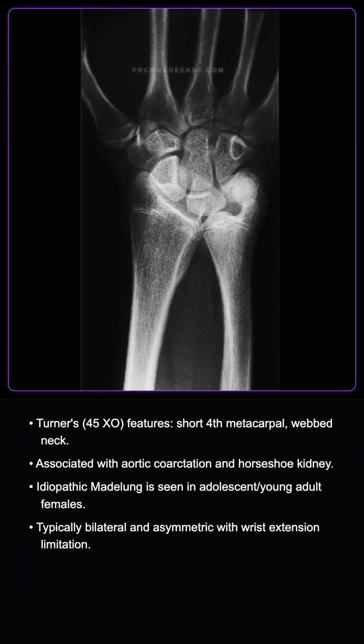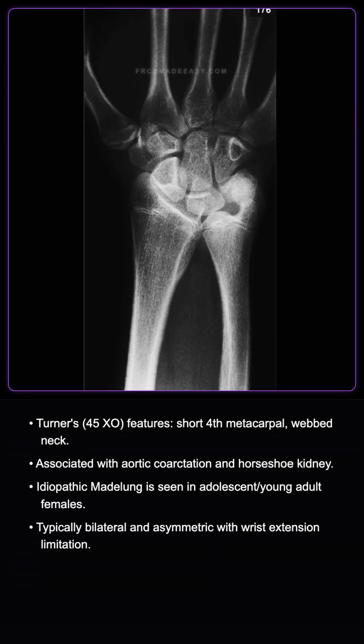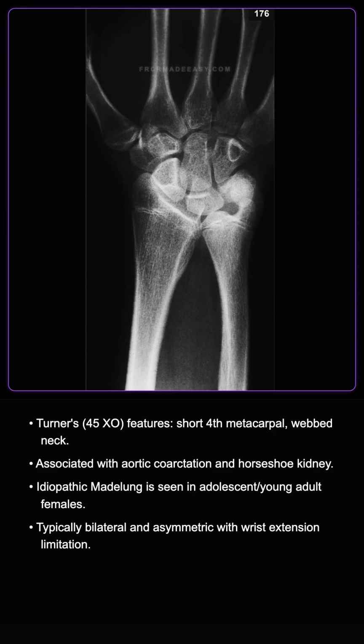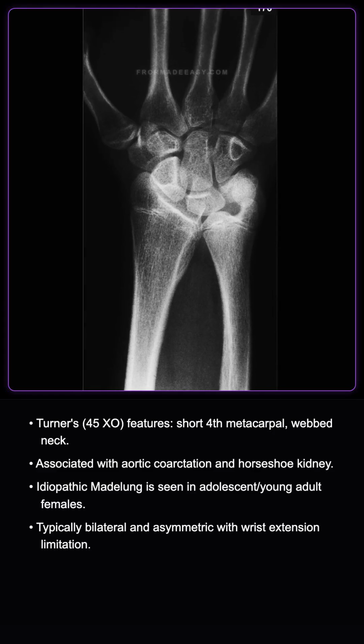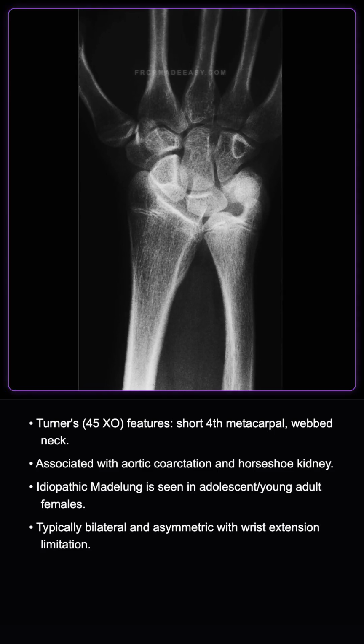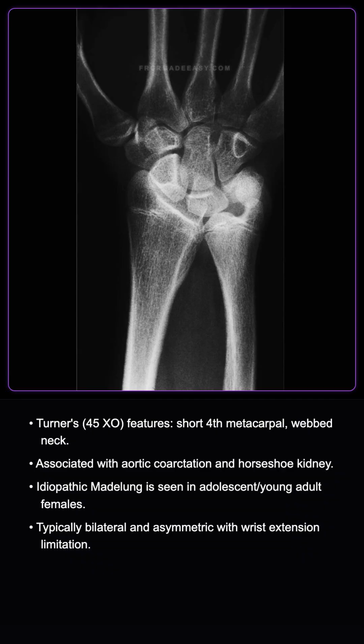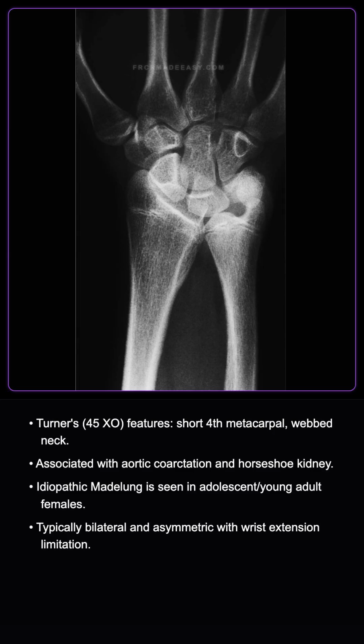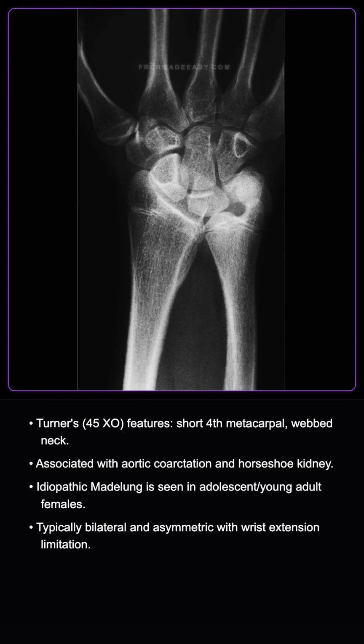Turner syndrome is a key genetic association affecting females with a 45XO karyotype. Radiologically, it presents with a Madelung deformity, shortening of the fourth metacarpal, a small carpal angle, and small iliac wings. Systemically, these patients exhibit short stature, a webbed neck, coarctation of the aorta, and a horseshoe kidney.